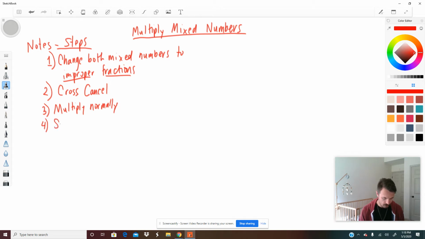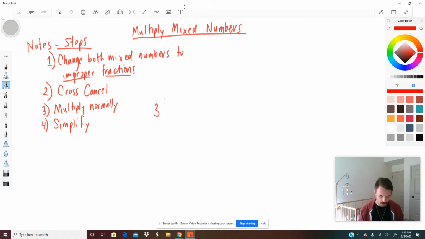And step 4 is simplify. And you might be saying, why do I have to simplify if I already cross-canceled? Well, cross-canceling reduces your answer in advance, so you won't have to find the GCF and divide your numerator and denominator by the GCF. But almost every time, you'll have an improper fraction as your answer. Since you change both factors into improper fractions before you multiply them together, your product will also be an improper fraction. So since you can't leave an answer that way, you'll have to change it into either a mixed or whole number. Let's do an example of this together.